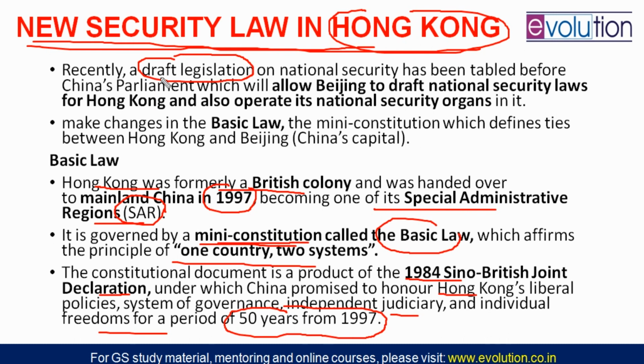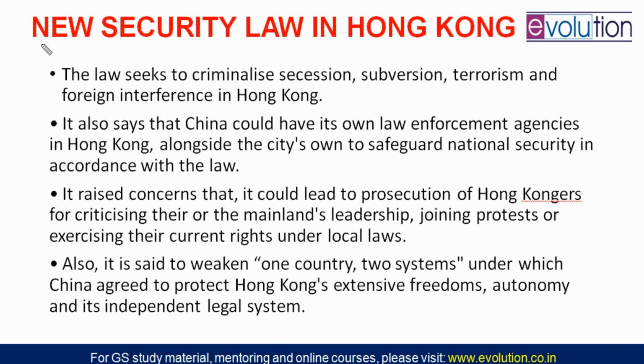So this draft legislation was on national security and it was tabled before China's parliament, and that will allow Beijing or China to draft a national security law for Hong Kong, and also operate its national security organs in it. So mainland national security organs can be operative in the Hong Kong area now by that amendment. So why are the people protesting over this new security law? Because this law seeks to criminalize secession. If Hong Kong people tomorrow say that they want to get separated from China, it will be a criminal offense. Subversion, terrorism, foreign interference in Hong Kong also.